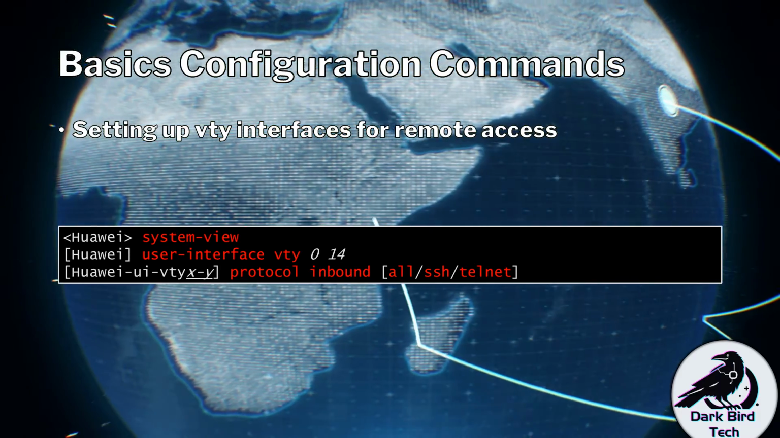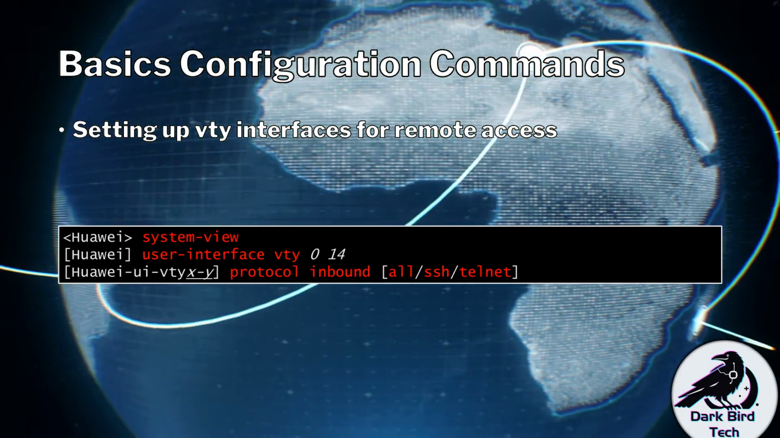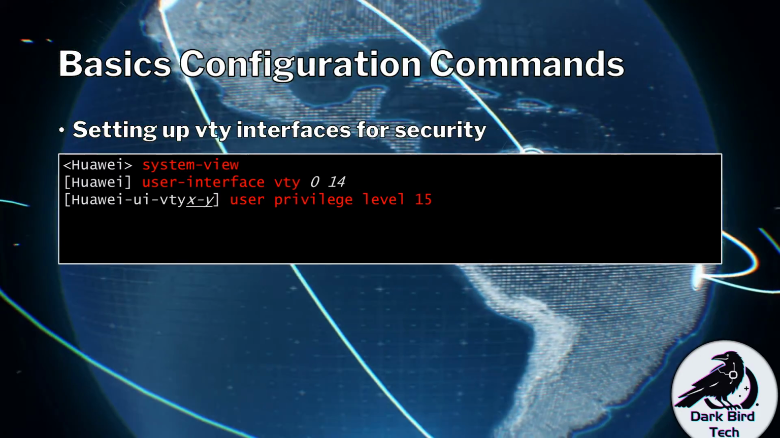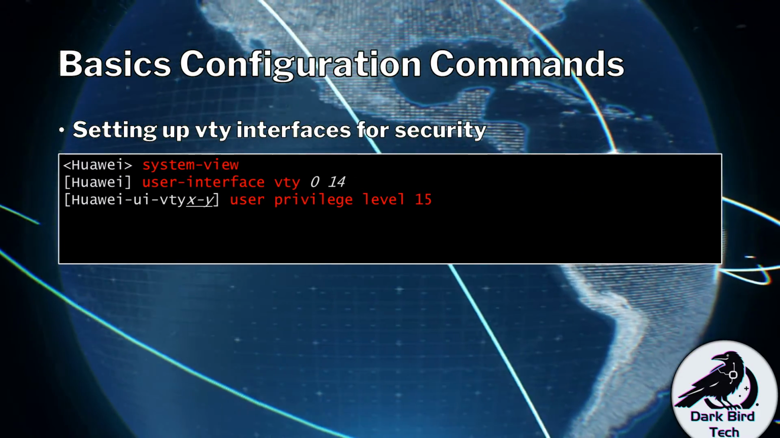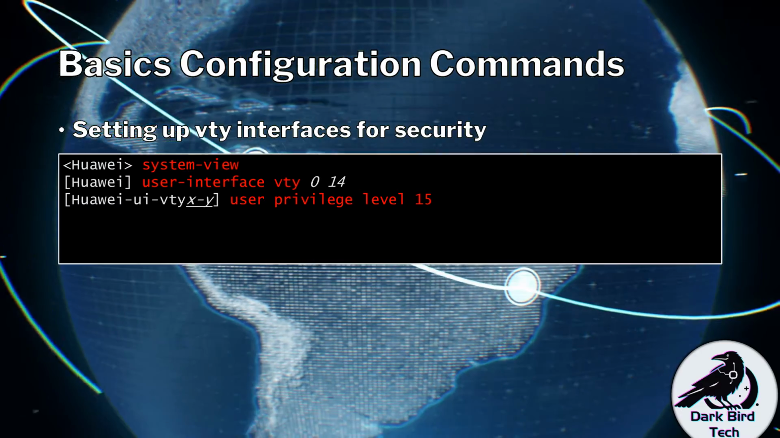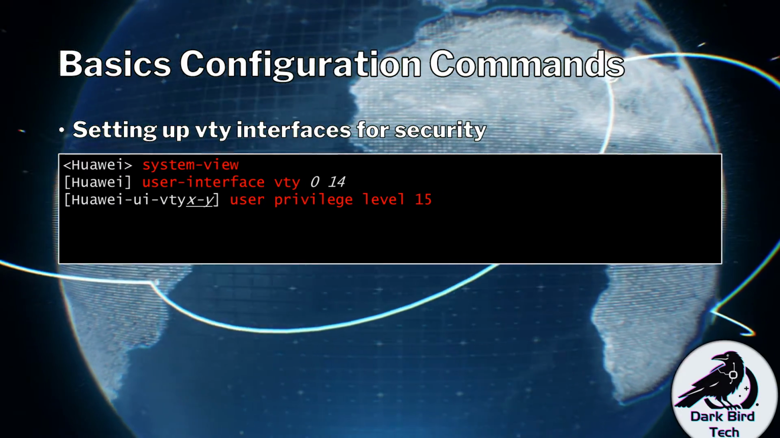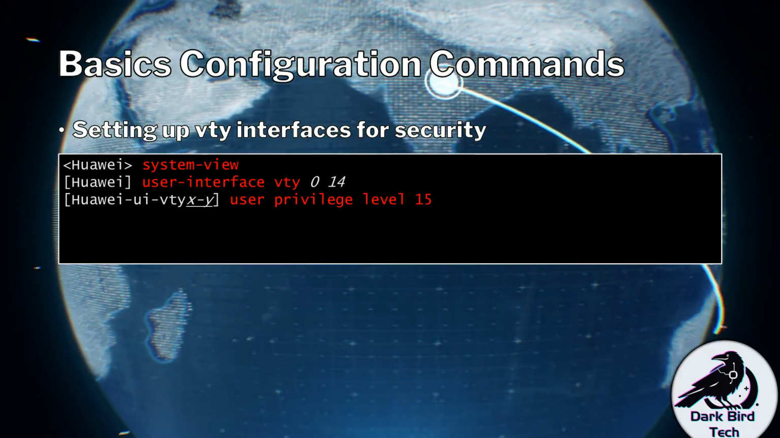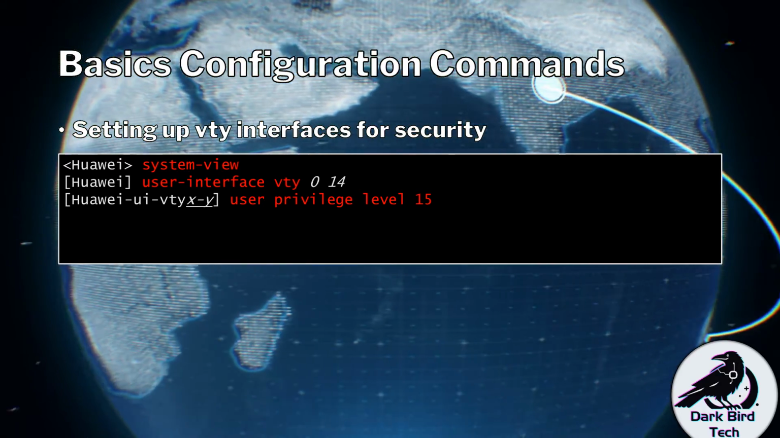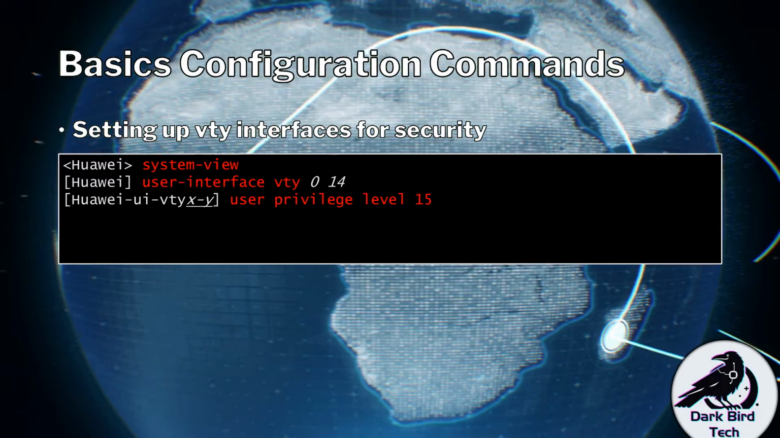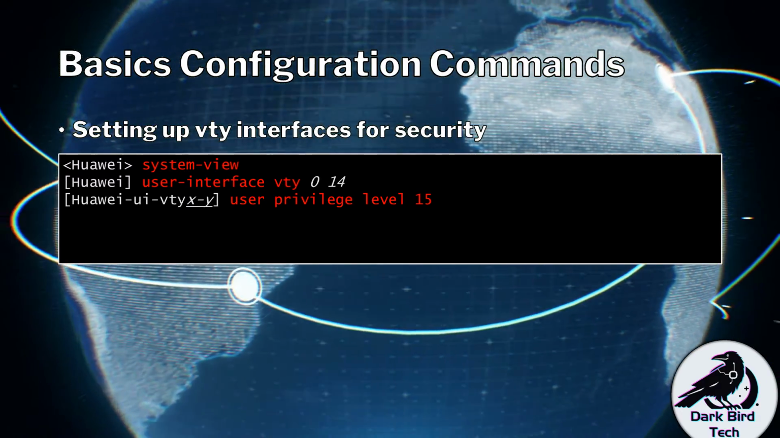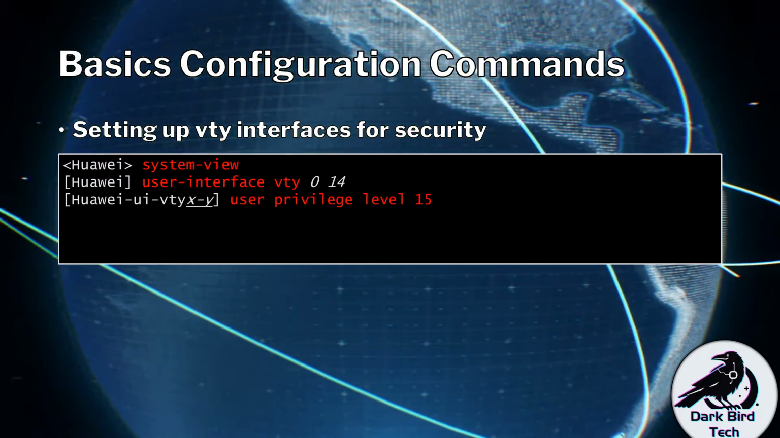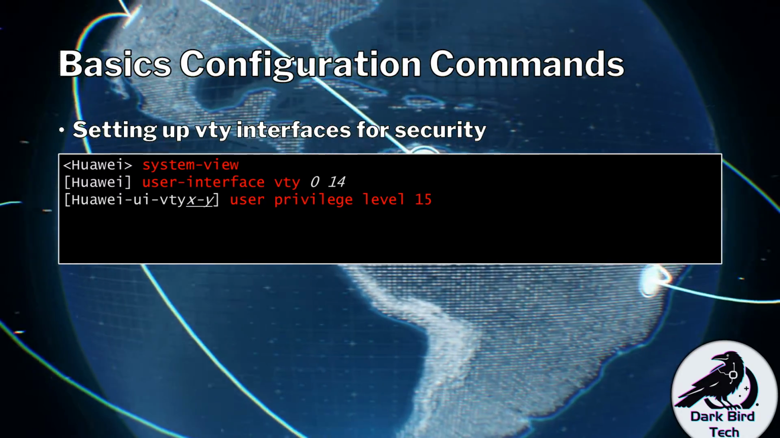So, for instance, when I'm under the user interface VTY lines, I could say user privilege level and a number. 15 gives you the best level of access, and 0 gives you the worst. If you give somebody user privilege level 0, they'll be able to access user view and run things like ping and tracert, and that's pretty much it. They can't do much else. Now, if you want to, you can apply a restriction, but otherwise the VTY lines normally do allow a level 15 access. But authentication would be a good idea.